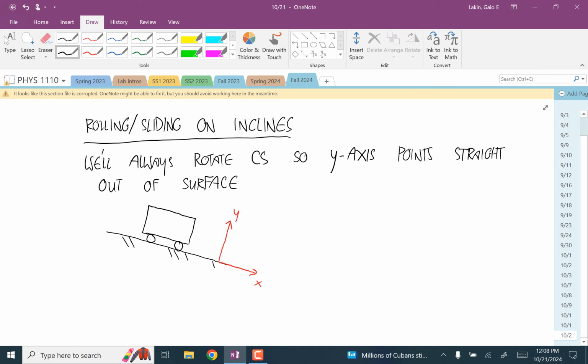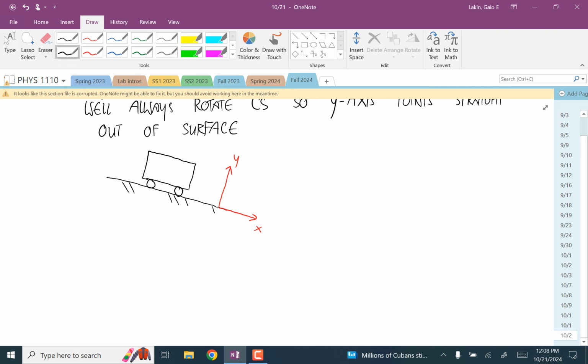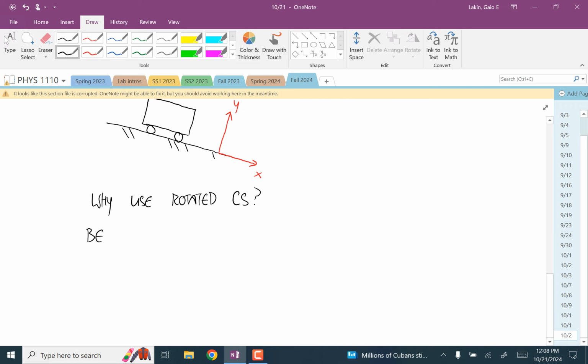It's important to remember that this is a choice we're making to make this problem simpler. There's no reason you have to do this, but let me talk about the benefits and the drawbacks of doing this so you can see why this is a reasonable choice to make. So why do we use a rotated coordinate system? So I'll put the benefits over here and the drawbacks over here.